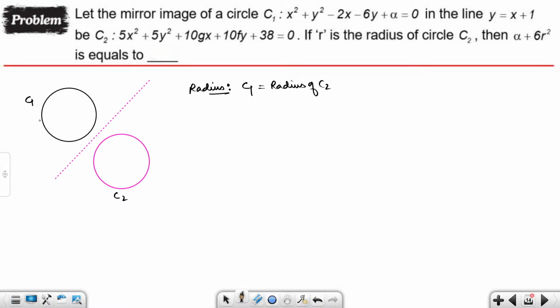Okay. Now, what is the center of C1? From this, what will you say? Its center is coefficient of x divided by 2, change the sign, it's 1. Coefficient of y divided by 2, change the sign, it's 3. Is it clear? And what about the center of C2? What is the center of C2? Your equation is what?